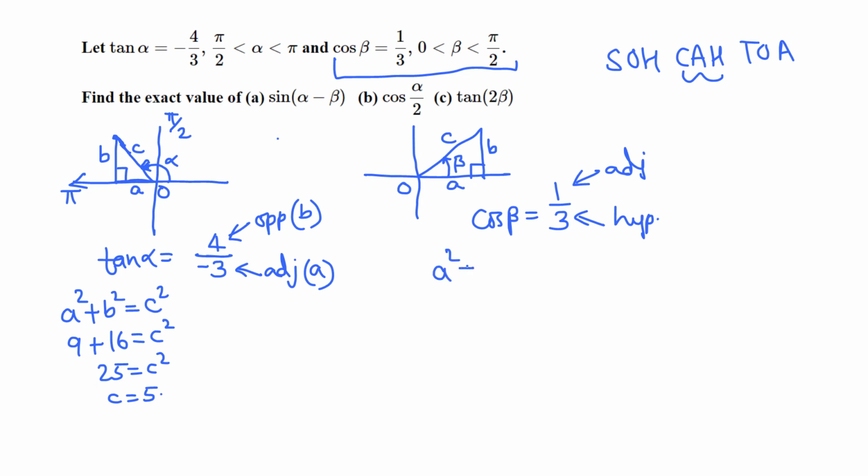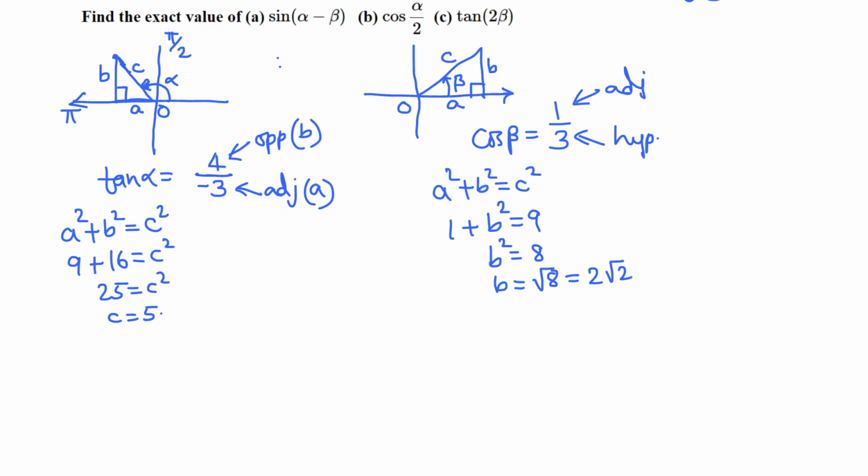And we can use the Pythagorean theorem, A squared plus B squared equals C squared. A is adjacent, that's 1 squared. B is unknown, missing. C is hypotenuse, that's 3 squared, 9. Subtract 1 from both sides, 8. Take the square root of both sides, and this is positive, all positive in the first quadrant. Square root of 8, 8 is 4 times 2, square root of 4 is 2, so this is 2 root 2. Now we have all three sides for this triangle as well.